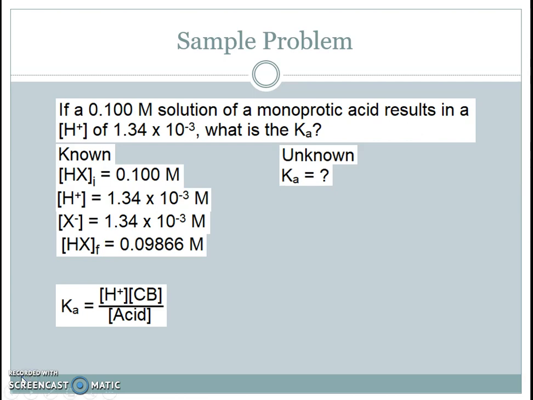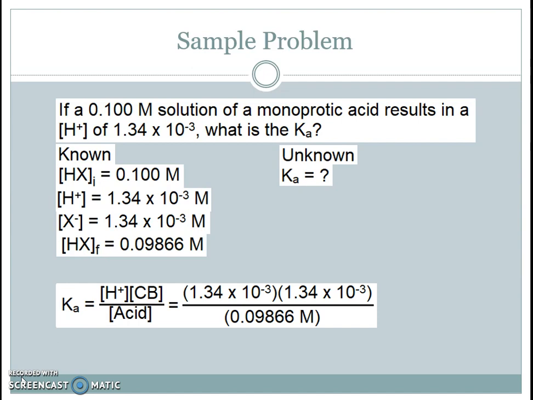So let's go ahead and plug in and find our value for Ka. So we have the 1.34 times 10 to the negative third for our concentration for our hydrogen ion. We also have that same for our conjugate base, divided by the 0.09866 molar of the acid that's still there at equilibrium, and we find our Ka to be 1.82 times 10 to the negative fifth, and again, a very small value like we'd expect looking at the numbers of how much dissociated versus how much remained as acid, and therefore we know it's a very weak acid.